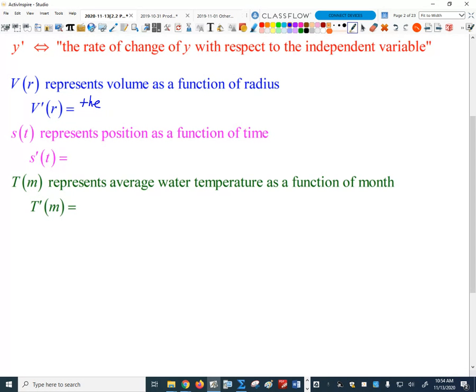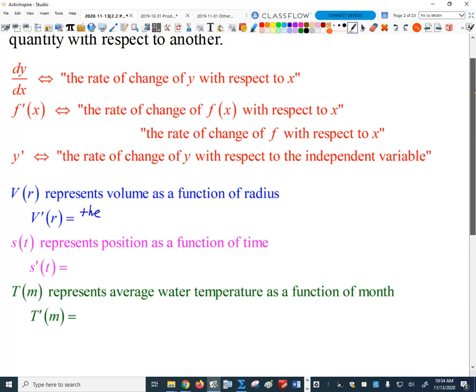Not sure. Okay, somebody help Isaac. Julia, help Isaac out here. If we want to say it as a rate of change. I'm not sure either.